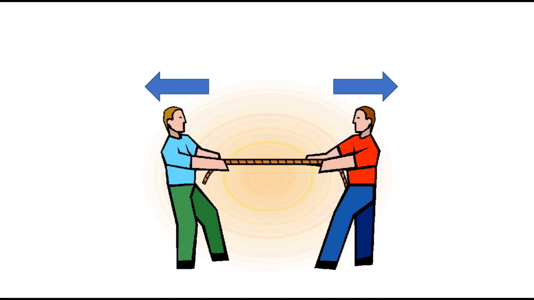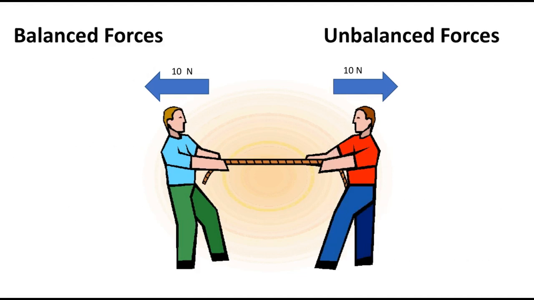So let's look at this scenario where we have two people in a tug of war. We clearly are able to see that the forces are acting in opposite directions, but what is the actual force that they're putting on this rope? One gentleman is using 10 newtons, the other is also using 10 newtons of force. So they are equal forces acting in opposite directions, which means that this is a case of balanced forces.